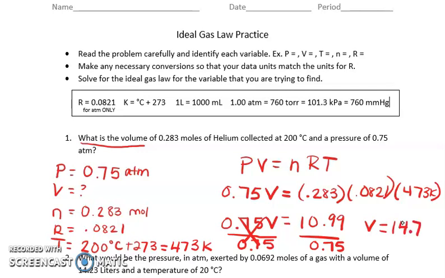And then I need to go back and look at my R to know what my units are going to be. This was liters times atmospheres per mole Kelvin. So we plugged in the Kelvin, the moles, and the atmospheres, leaving our units to be in liters. So our volume is going to be 14.7 liters. Moving on to number 2.